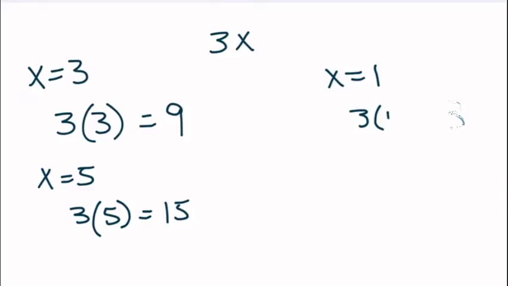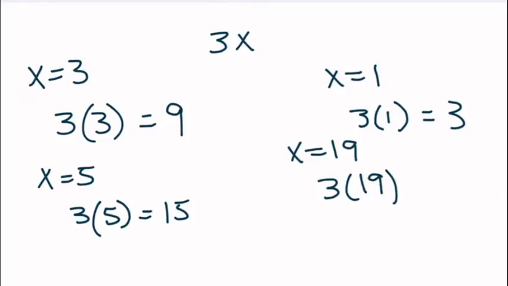And then finally, we're going to do x equals 19. And so we do 3 times 19. And you probably don't know this off the top of your head, so let's solve it out. 3 times 19. So we do 9 times 3, which is equal to 27. And then 1 times 3, which is equal to 3. Add the 2, and that equals 57. So our answer here is 57.